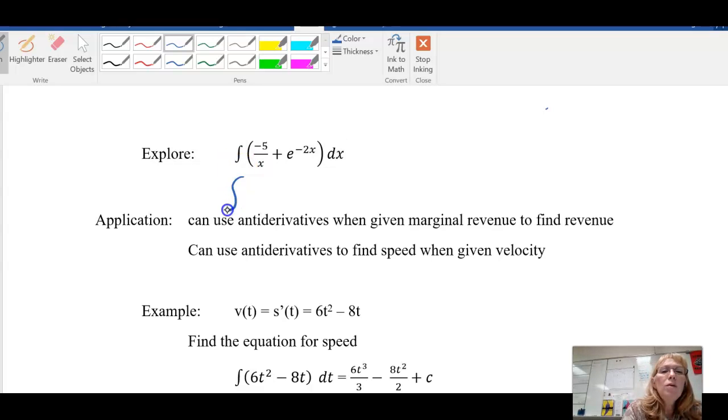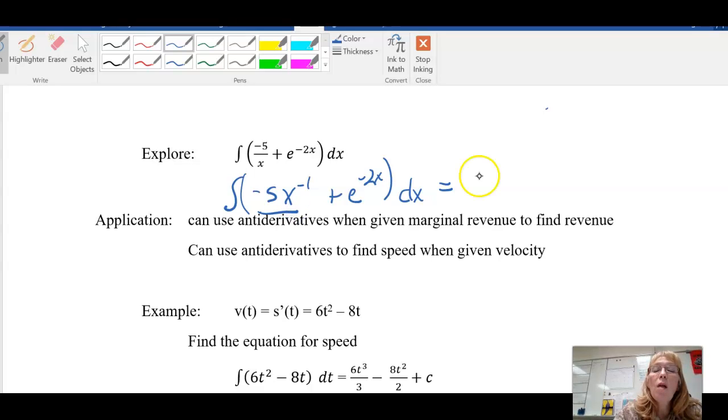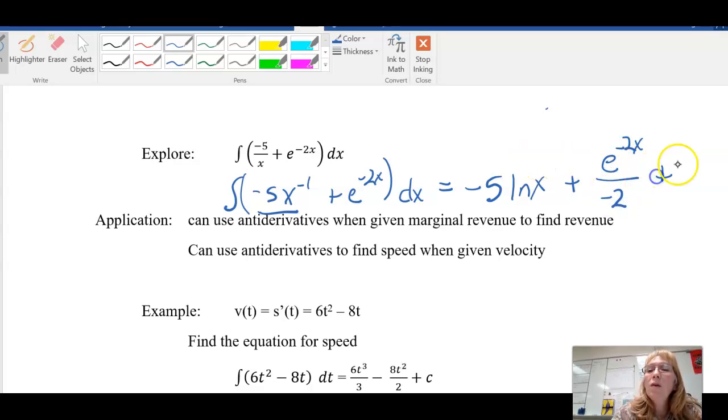So rewrite him first. Negative 5, x to the negative 1, plus e to the negative 2x, all dx. All right, so we just did the rewrite. Now the antiderivative of this is the natural log. So it's negative 5, natural log of x. All right, next we have to do the antiderivative of e, which is itself, divided by negative 2, and don't forget your plus c.